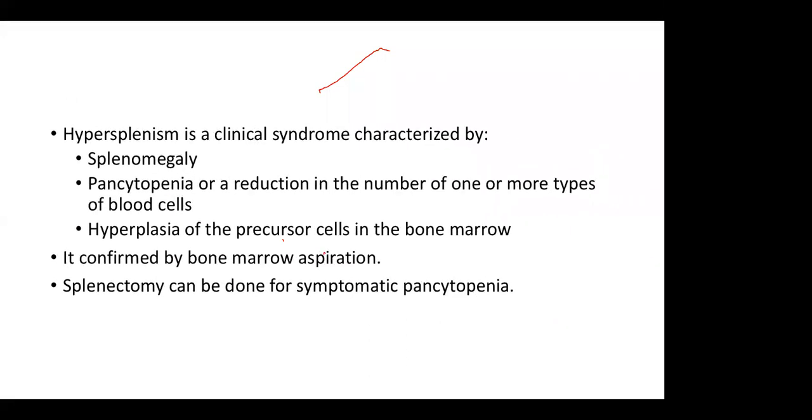And usually these patients might end up with hypersplenism, which is a clinical syndrome characterized by splenomegaly and pancytopenia, for all or some of low hemoglobin, low white blood cell count, or low platelets, and usually associated with hyperplasia of the precursor cells in the bone marrow, confirmed by bone marrow aspiration to find the hyperactivity of these precursor cells. Usually splenectomy might be done for symptomatic pancytopenia.